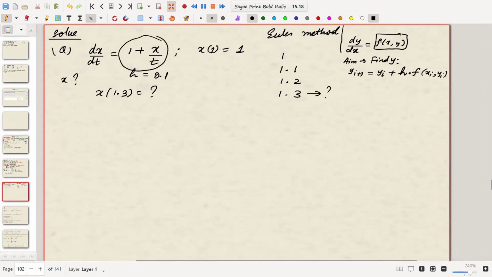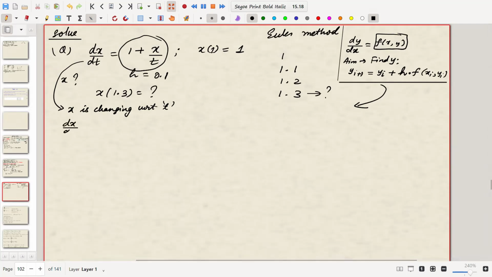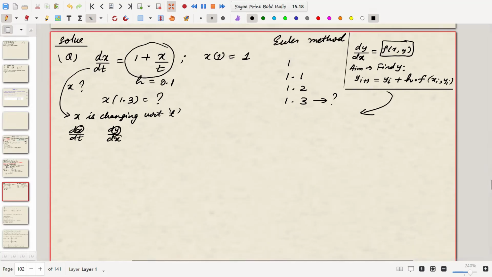Now coming to our question, note that we are applying this method here. Instead of dy by dx, you have dx by dt. Here dx by dt means x is changing with respect to time t. So yes, you understood dx by dt. So dx by dt and dy by dx are the same, no difference. Instead of y, you have x. Instead of x, you have t.